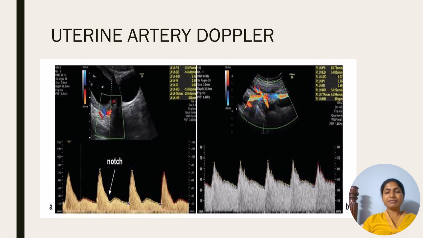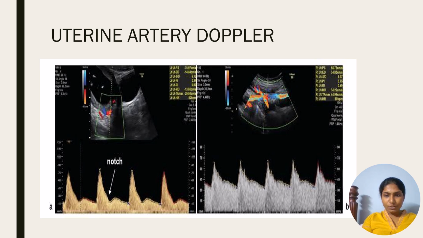And all the time, we have to do something called the mean pulsatility index. Usually the pulsatility index of the uterine artery is measured when doing an NT scan, that is between 11 weeks to 13.6 weeks of gestation. So why do we do a uterine artery PI?